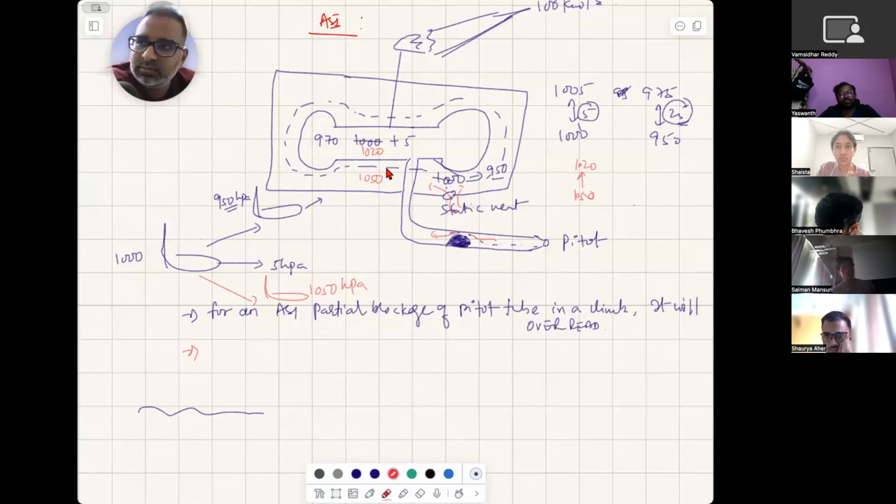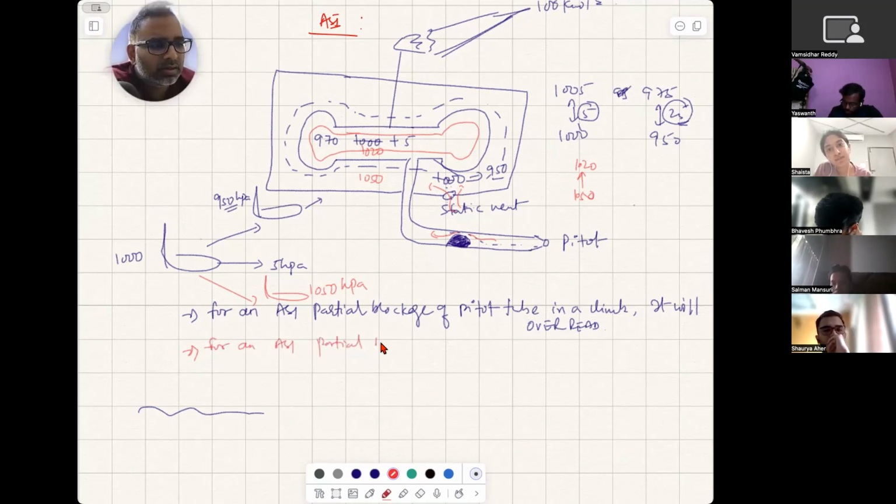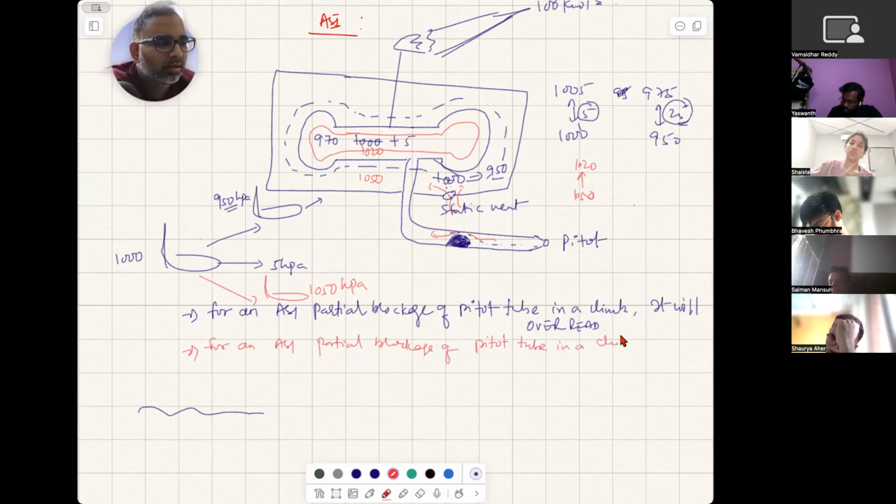Understood? Outside, what happens to the aneroid capsule? It contracts, and it will underread. Very good. For an ASI, partial blockage of the pitot tube in a descent, it will underread.